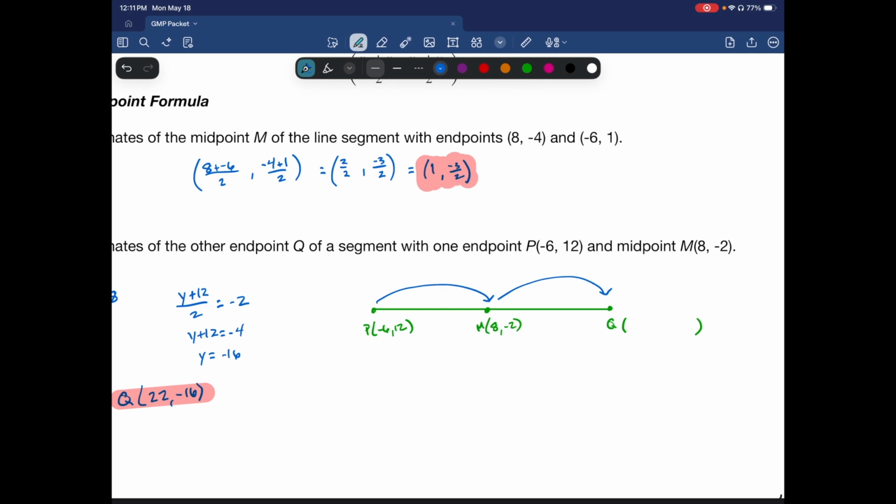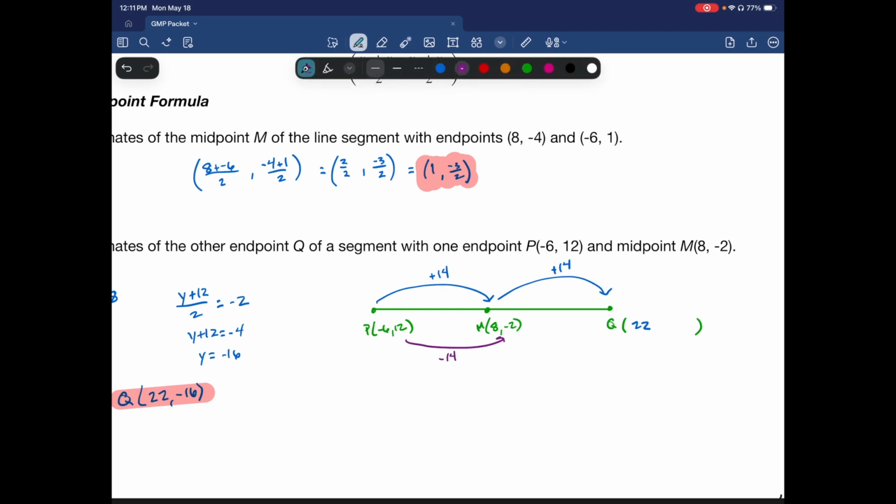negative 6 to 8 is going to be plus 14. And whatever you do, remember, midpoint is halfway. So whatever you do to get to the midpoint, you do it again to get to the other endpoint. So I'm going to add 14. 14 plus 8 is 22. Okay, to go from 12 to negative 2, I'm going to subtract, so it's going to be minus 14. And because it's halfway, whatever I do to get from P to M, I do that same step to get from M to Q.